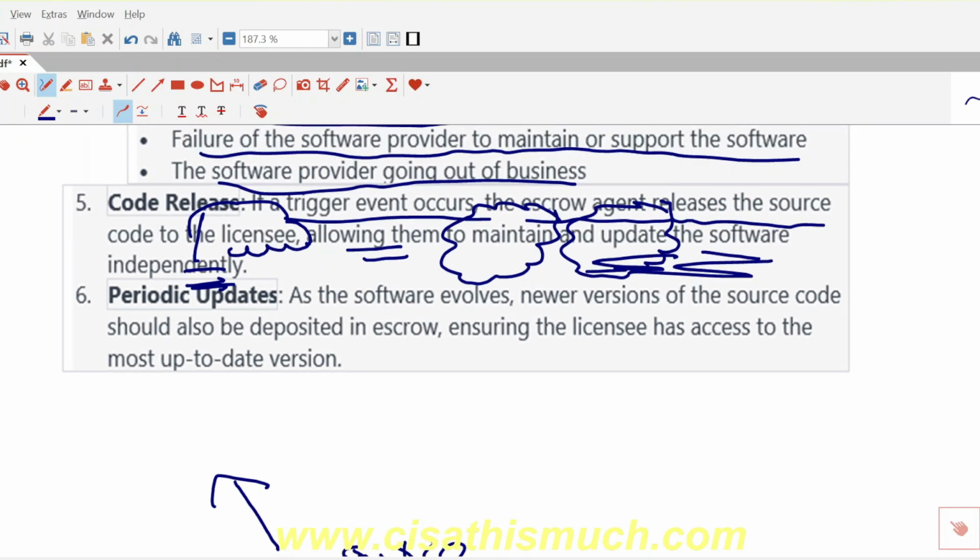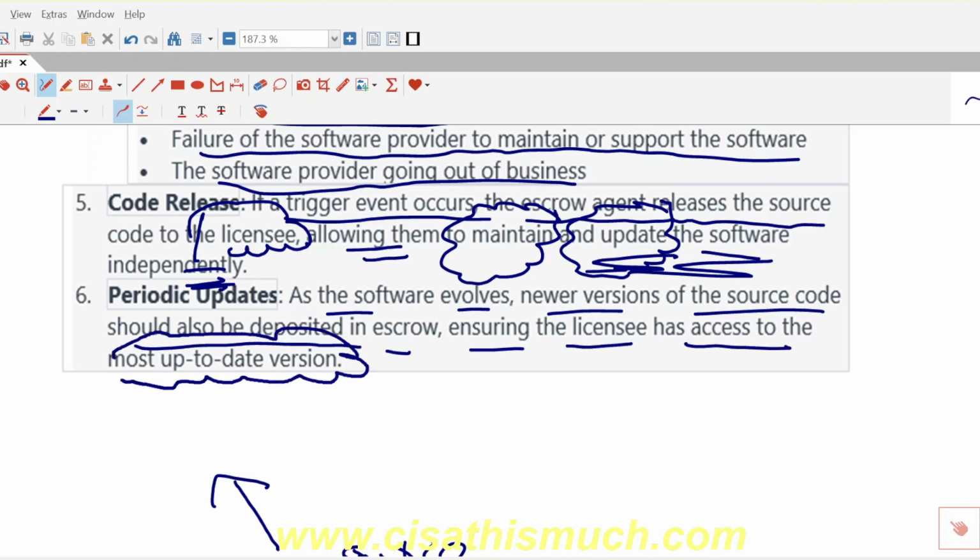Okay, periodic updates. As the software evolves, newer versions of the source code should also be deposited in escrow, ensuring the licensee has access to the most up-to-date version. This is something we have discussed, right? So whatever update happens, you need to deposit it with the escrow agent, right?